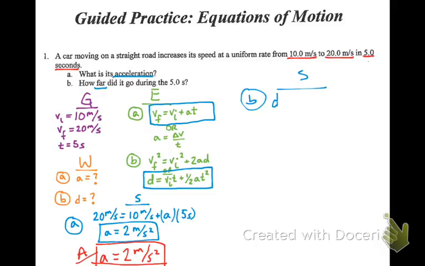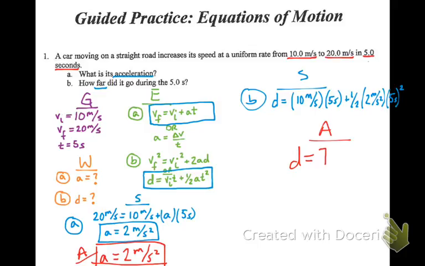We got our displacement equals 10 meters per second times our 5 seconds plus 1/2 times 2 meters per second squared times our 5 seconds. Don't forget to put the little square up there. When we solve for this, our answer for our displacement is 75 meters. That's for part B.